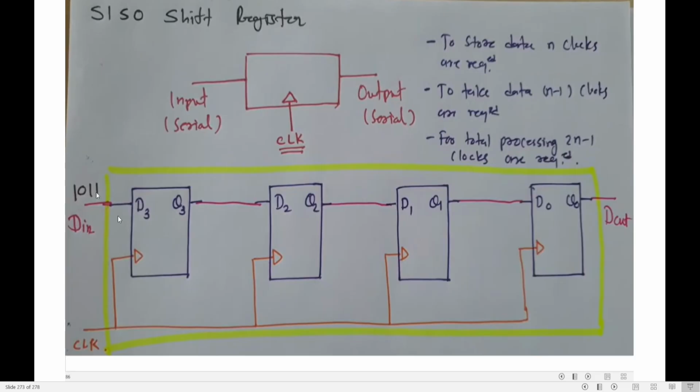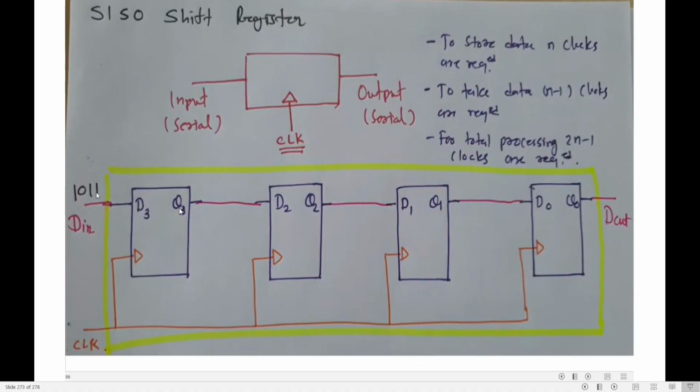What is data in? Data is fed serially here. What is data out? Data is read serially as an output here. So since there are 4 bits, I use 4 flip-flops: 1, 2, 3, 4. How am I going to do the connection?